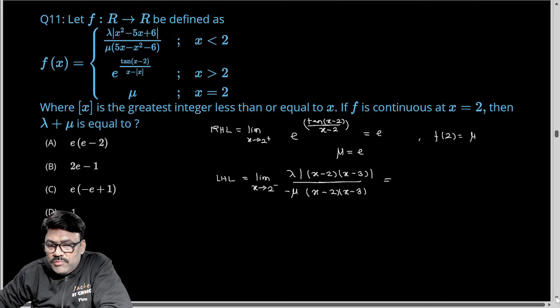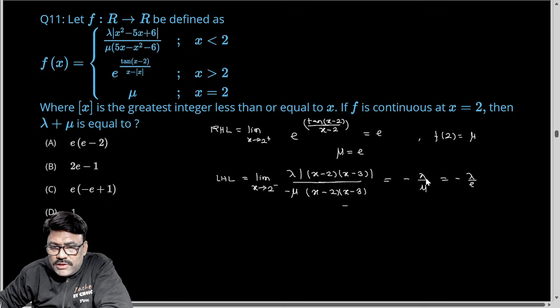So you can straight away remove the mod, and when you remove the mod, your limit will be minus lambda by mu. Right? And mu is what? Mu is e. So it is minus lambda by e. And since the function is continuous, this left limit should also be equal to the right limit. So minus lambda by e must be equal to e. So hence lambda is minus e square.